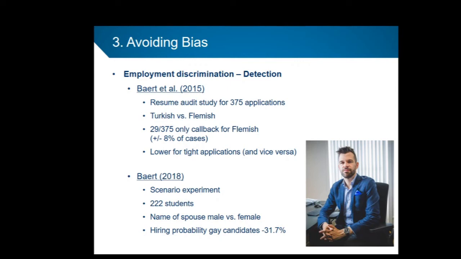The results indeed showed that in 29 of the 375 cases, only the Flemish name got a response. So there was clear discrimination there. Fortunately, it only happened in 8% of the cases. They did find there was notably less discrimination for jobs where applicants were scarce. This is, of course, what we have seen before. If you're fishing in a small pond, you can't be picky.